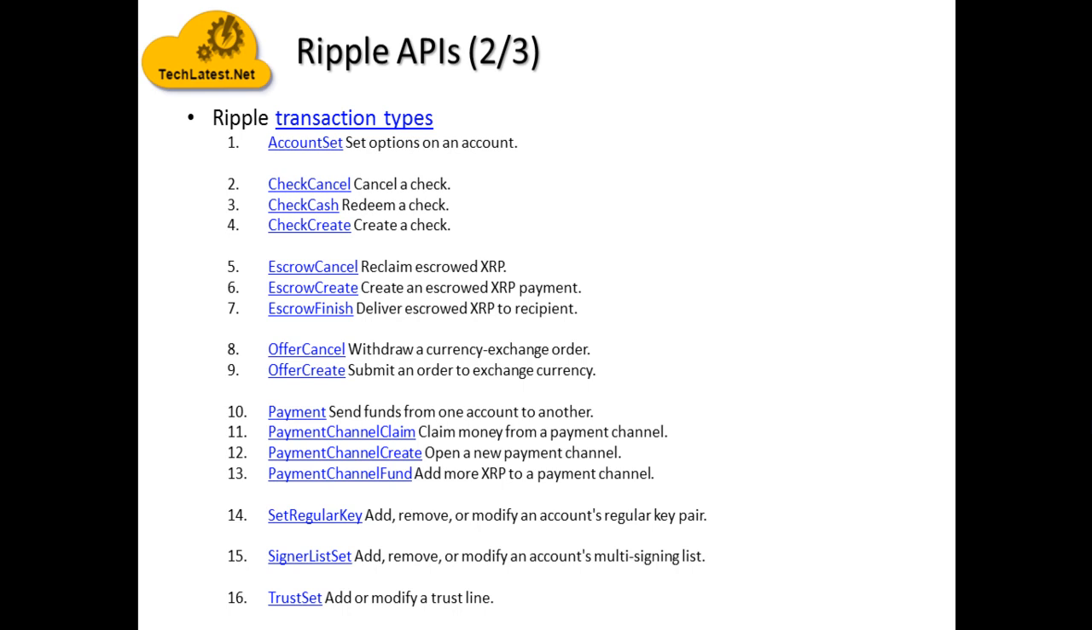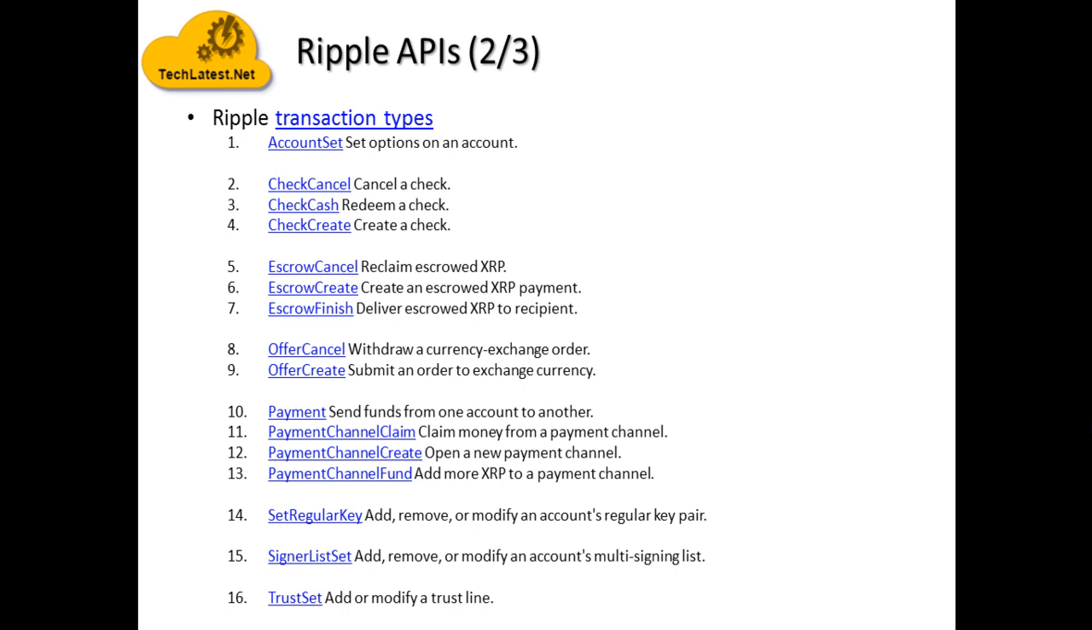Welcome to the second part of our Ripple APIs. In the first part, we looked into how to connect to the server, how to query the ledger information, and how to perform some transactions. Actually, we did not perform any transactions. I just gave you an overview. Now, in this part, we are going to talk about various types of transactions.